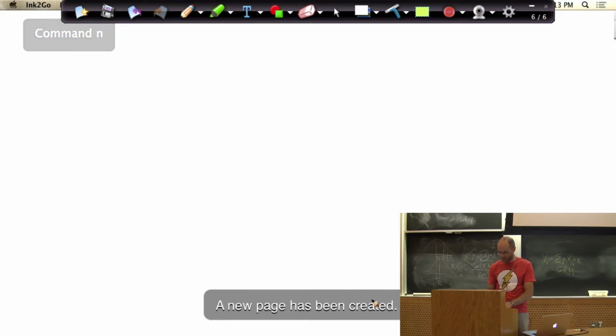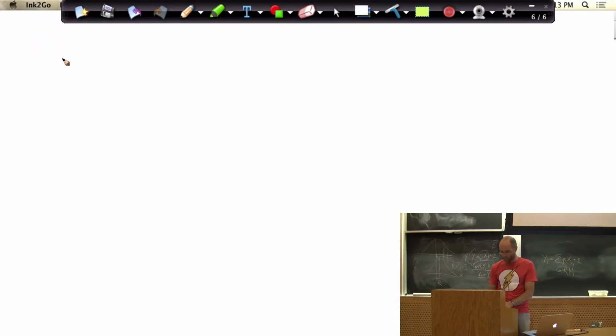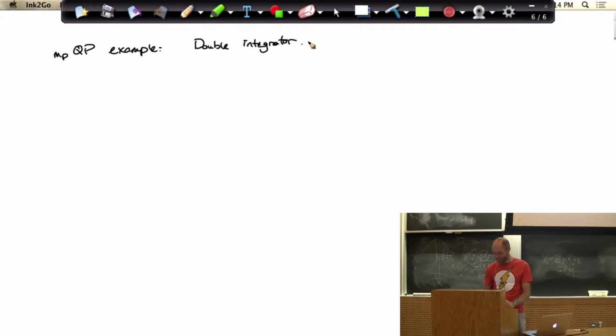Here's the problem formulation. Let's do the double integrator. I know, a one-trick pony. Two tricks, I got the pendulum too. Right? We're going to do LQR with constraints.